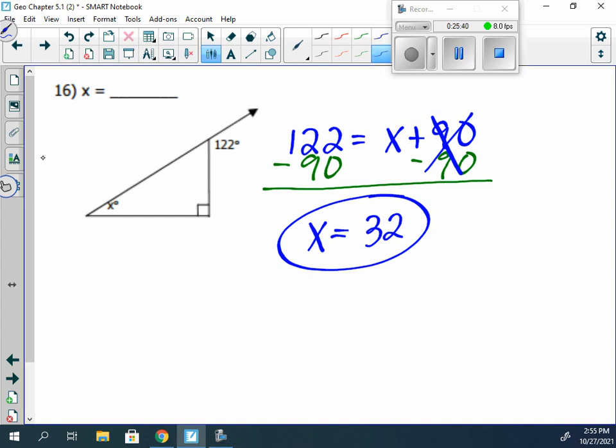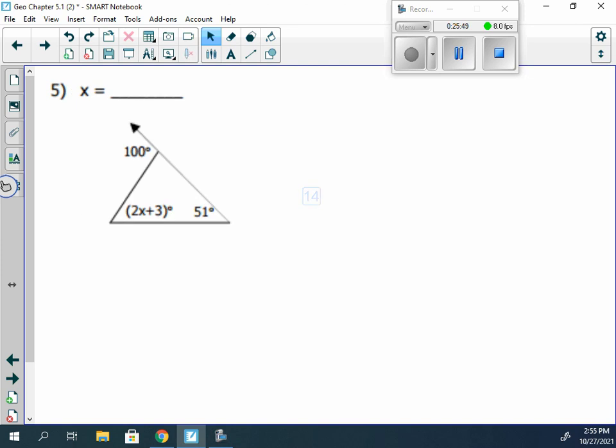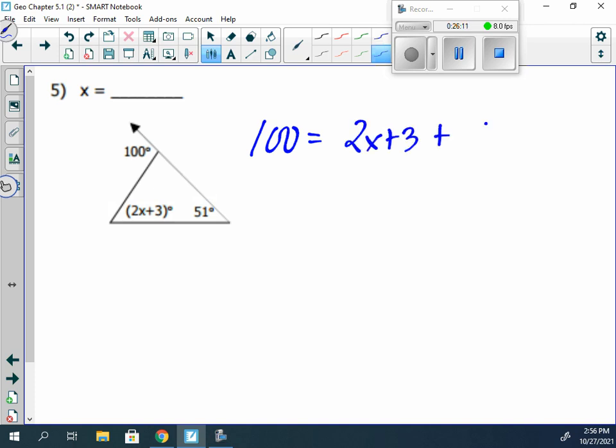Questions on this here? We're ready for the next one. So the exterior angle is what? And it's equal to the sum of the opposite two interior angles. One of the interior angles is what? And the other opposite interior angle is?